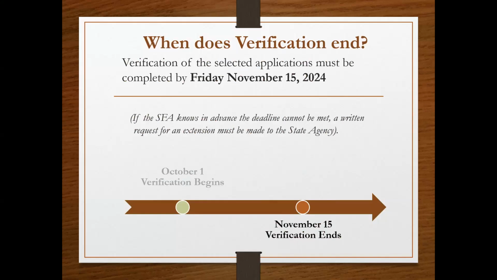As the note says on this slide, if you know in advance that you're not going to meet that deadline, then please reach out to the state agency with a written request for an extension. I do believe we can give up until December the 15th. If it's anything that's going to go beyond December 15th, then we have to receive approval from the Southeast Regional Office.